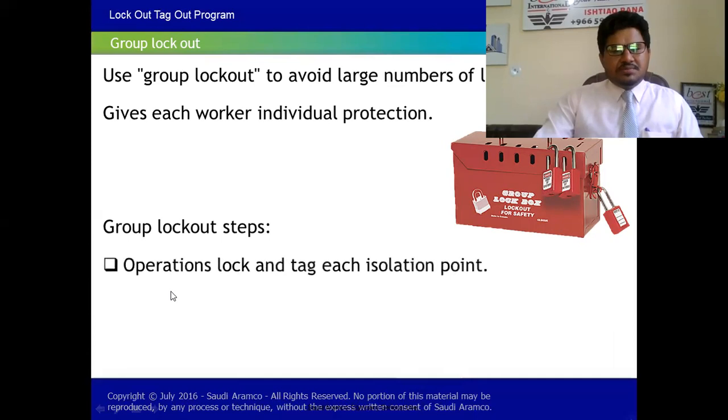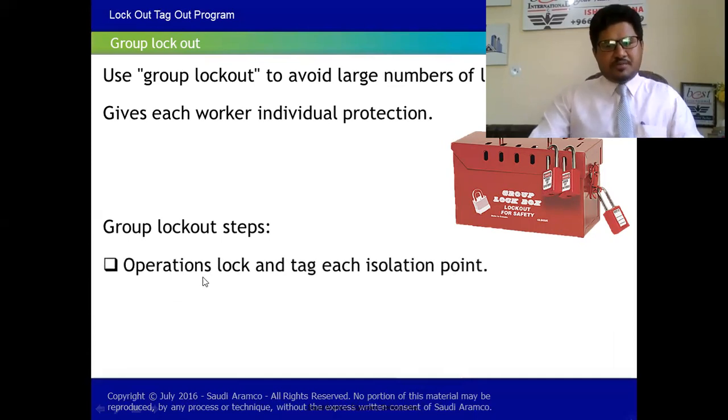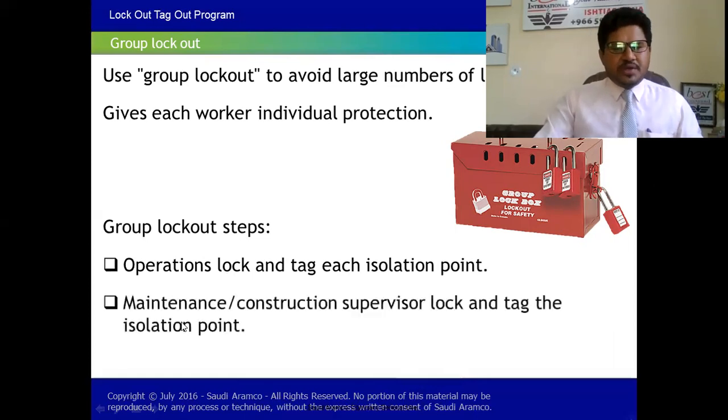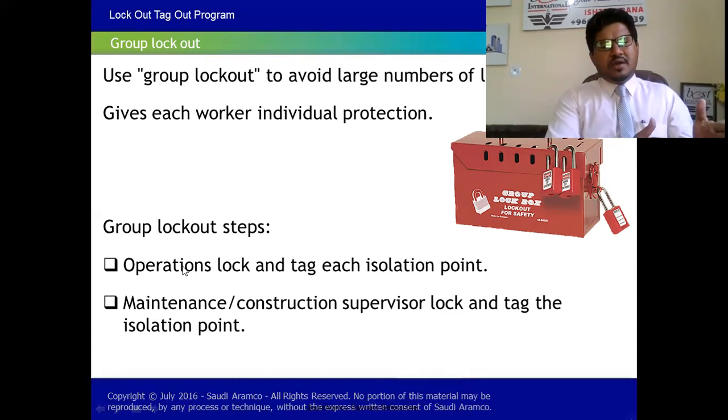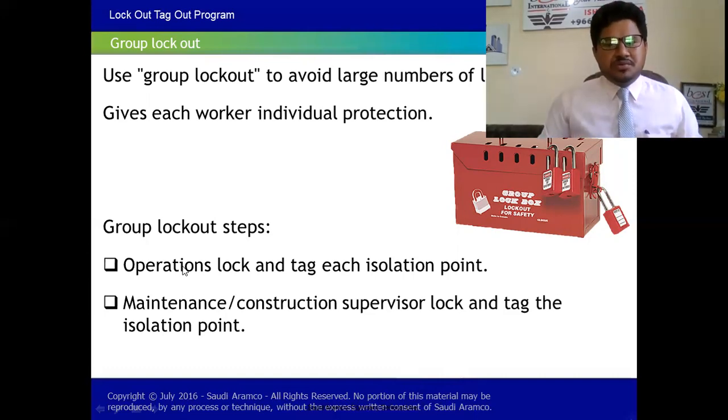And what are the key steps, operations, which you really need to remember for group lockouts? Operations lock and tag each isolation point. Maintenance construction supervisor lock and tag the isolation point. So first, operation is the first one to put the lock and tag, and the last one to remove the lock and tag. Make sure you remember these two important points. Operation is the first one to put the lock and the last one to remove it.